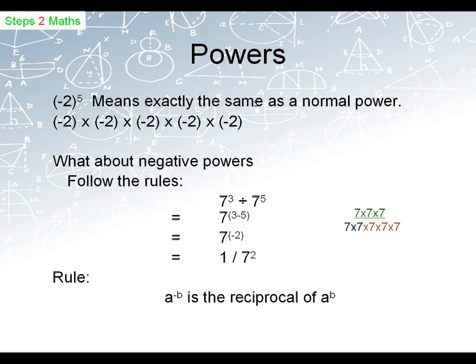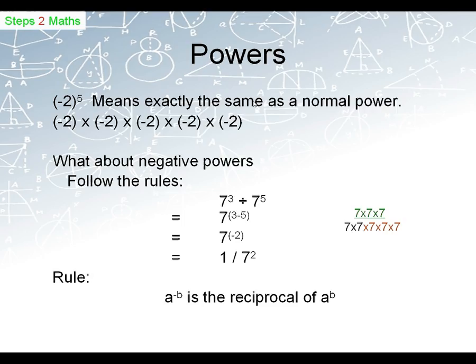So the rule is any number to a minus power is the reciprocal of the positive power. Okay, that might take a little bit of getting used to. So it just means if I'm saying a to the minus b is the reciprocal of a to the power of b, I mean 7 to the minus 2 is the reciprocal of 7 squared. I mean that 5 to the power of minus 7 is the reciprocal of 5 to the power of plus 7.